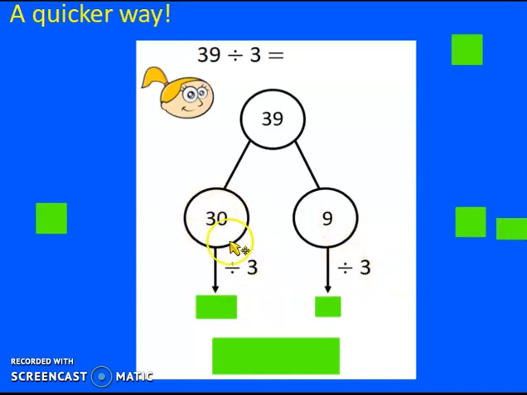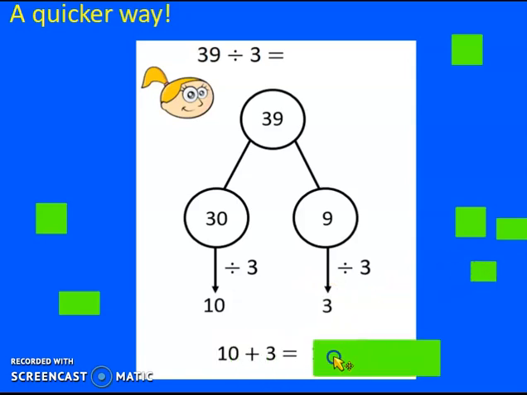So 30 divided by 3, so how many 3's go into 30? The answer is 10. How many 3's go into 9? Let's check. 3, 6, 9, that's 3. And then you simply add your 10 and your 3 together and you will get 13. So our answer at the top is 39 divided by 3 equals 13.